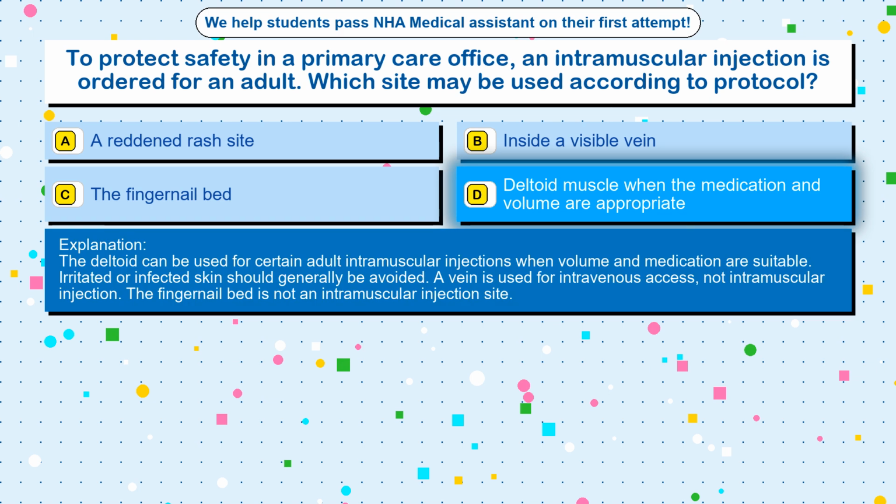The deltoid can be used for certain adult intramuscular injections when volume and medication are suitable. Irritated or infected skin should generally be avoided. A vein is used for intravenous access, not intramuscular injection. The fingernail bed is not an intramuscular injection site.